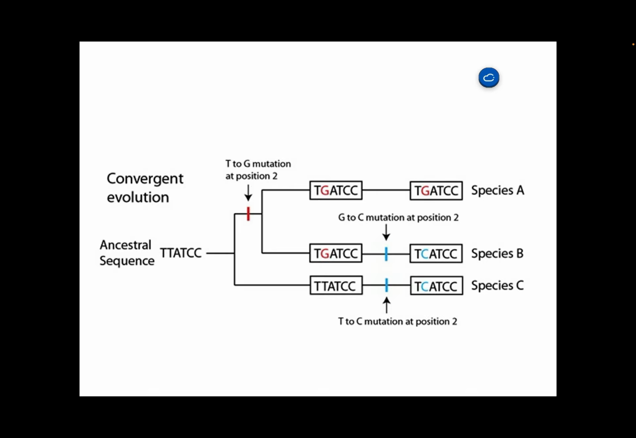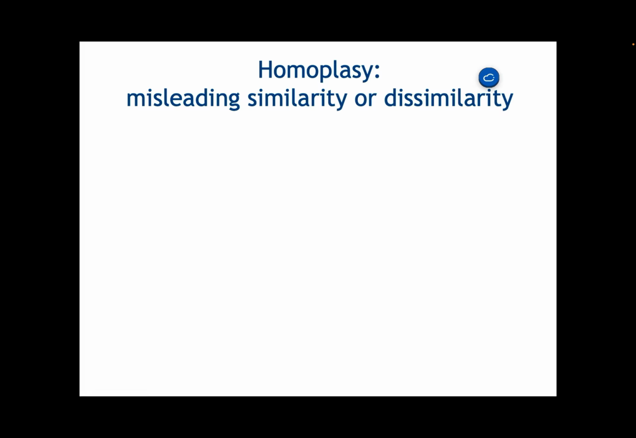So convergent evolution can happen in morphological traits. It can happen in molecular traits too, like DNA sequence. And convergent evolution is a type of homoplasy. So homoplasy is a more general term. It's the opposite of homology. And a homoplasy is either a misleading similarity or a misleading dissimilarity between taxa. Homoplasy is anything that causes you to support an incorrect phylogeny.